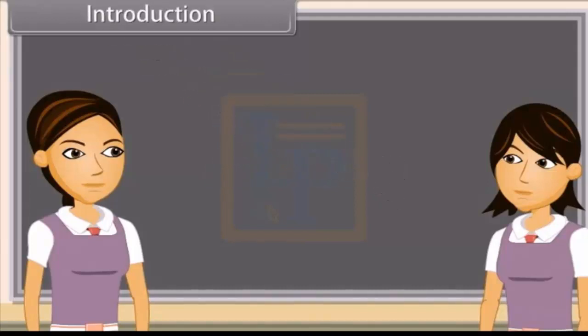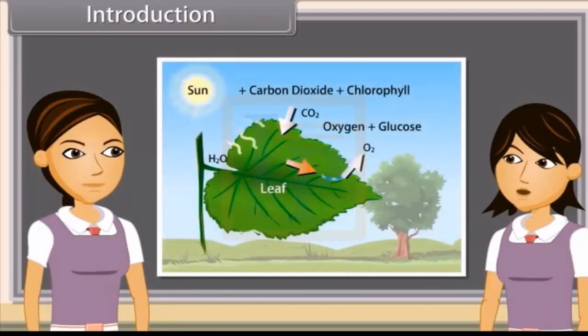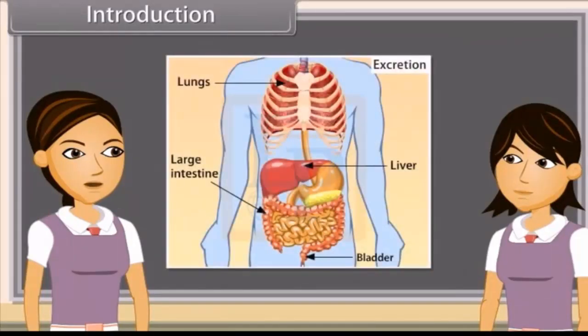Introduction. As we already know, gaseous wastes are removed by plants during photosynthesis and by animals during respiration. But liquid and solid wastes are still present in the body. So, we can say that the biological process involved in the removal of these harmful metabolic wastes from the body is called excretion. The process of excretion is different in different organisms.